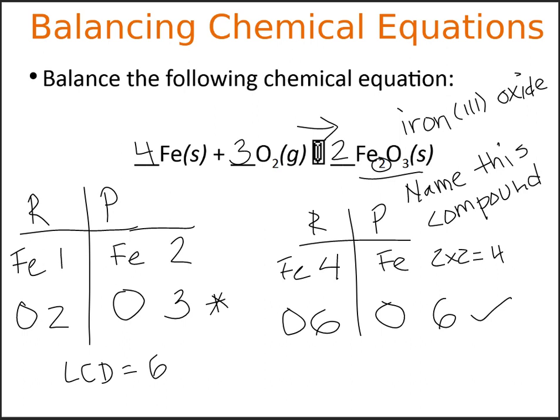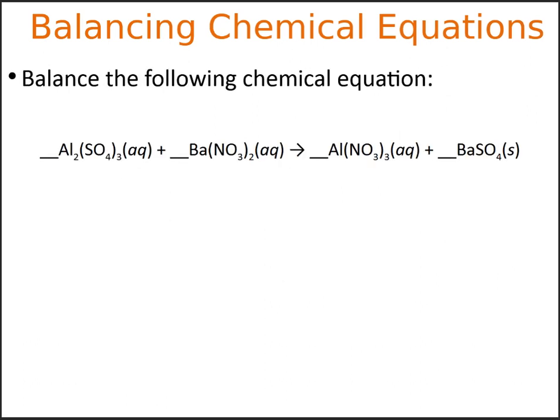So let's try another one. I'll go through one, and then I'll give you another example. So this one's a little bit more complicated, but don't be afraid. You'll notice that we have some polyatomic anions here. You can count these polyatomic anions as a single group.